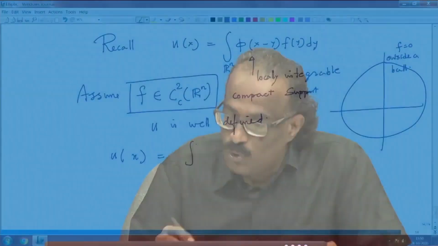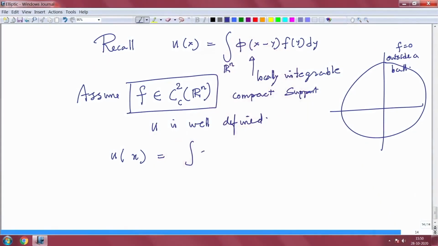By a change of variable, u of x, you put x minus y equal to t, you can also write it as the integral of phi of y f of x minus y. This is a very nice thing about convolution; convolution has a very interesting property. You have already seen that this is phi star f, and this is also phi star f. Because of the translation invariance of the measure, you can put x minus y equal to t and arrive at that.